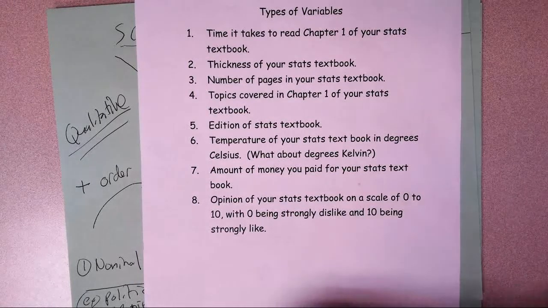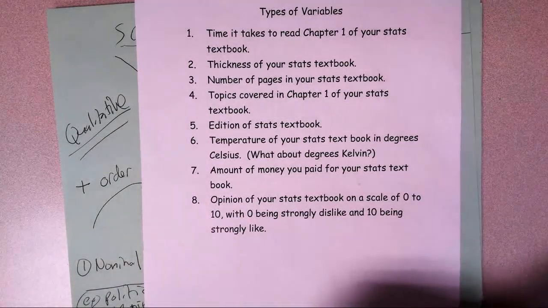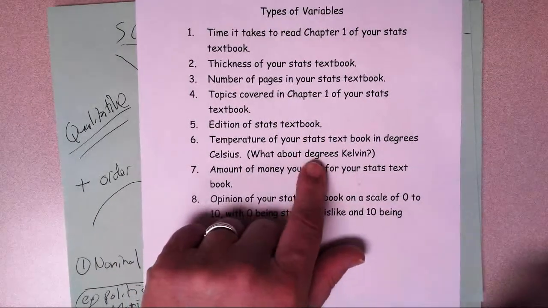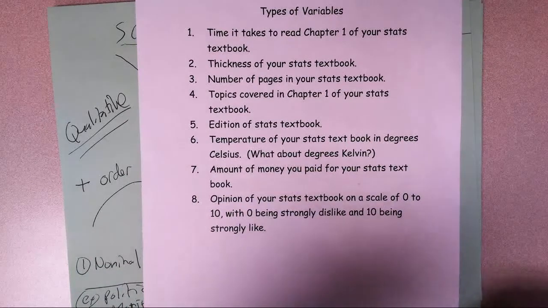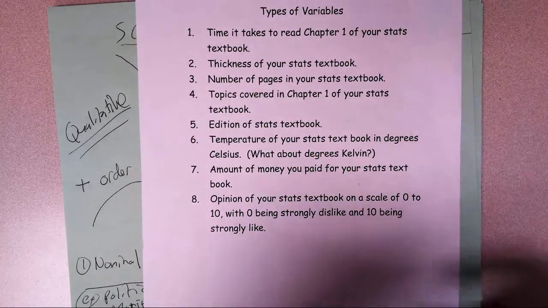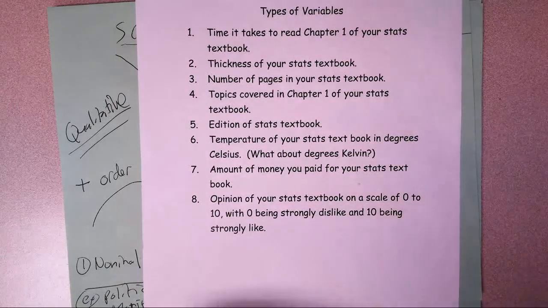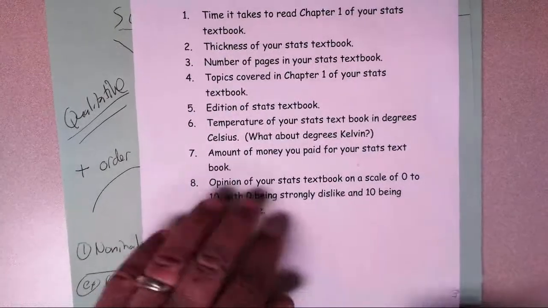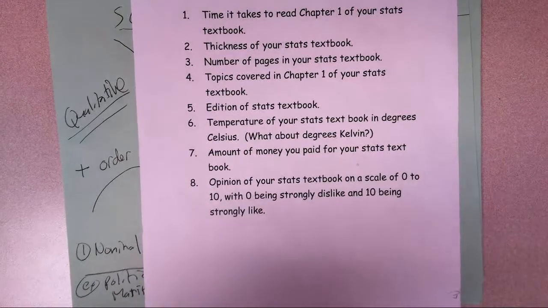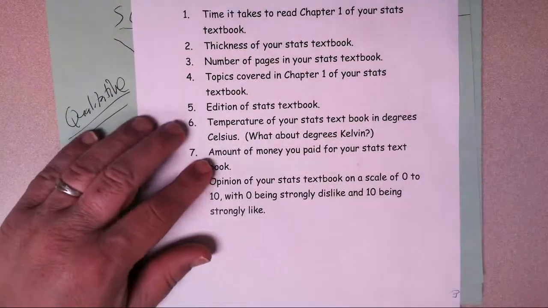And it's interesting because it's like negative 273 degrees Kelvin or something like that. And so there is an absolute 0. So in other words, Kelvin is a temperature scale that's a ratio scale. So when it's in Kelvin, it's ratio. Okay, the amount of money you paid for your stats textbook. Again, that is a ratio scale.